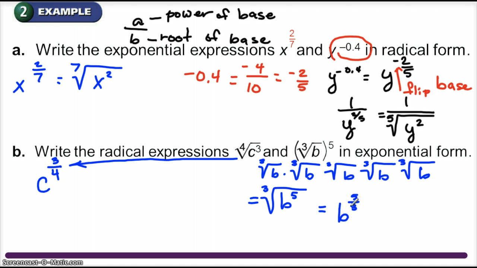Okay, we're running low on time, so I need to get going on example 3. Hopefully this makes sense. If not, just let me know.